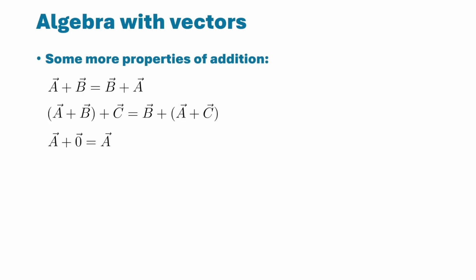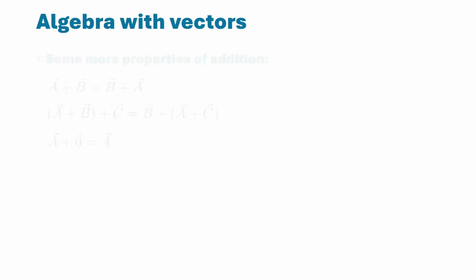Some more properties of addition of vectors here. We have the last one we just talked about: any vector plus 0 is itself. And then the first two show that a plus b is equal to b plus a. And then the second one is the associative property.